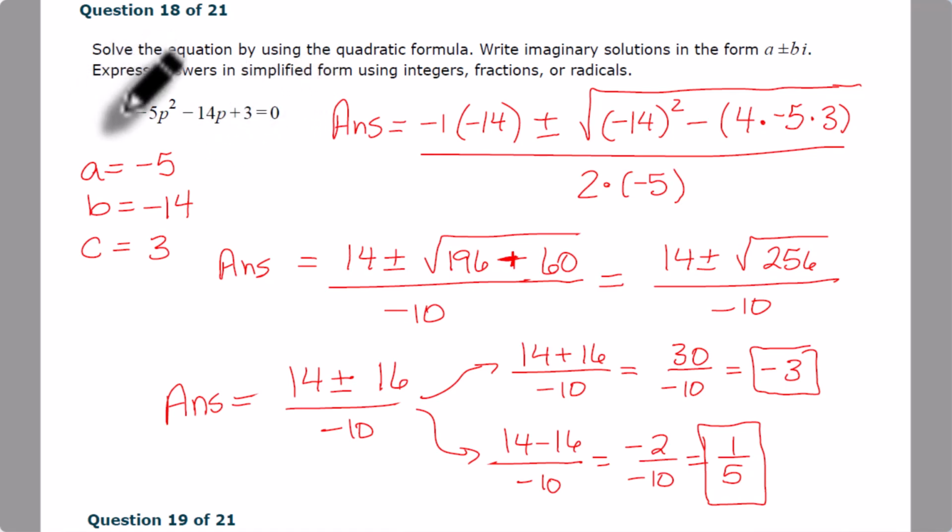Now, if you just hate the minus in the front, you could multiply all the way through by minus 1 and make it positive, and you'll still get exactly the same answers. I'm going to leave it there. Let's see. A is minus 5, B is minus 14, C is 3.